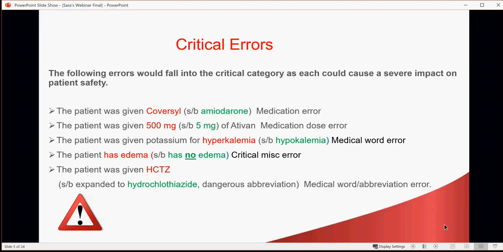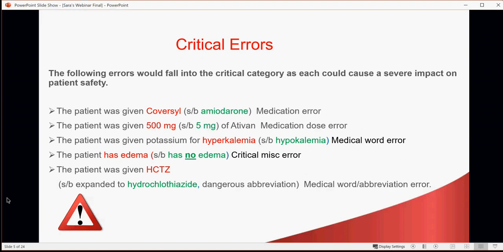Let's go over them in detail here. Critical errors. The following errors would fall into the critical category as each could cause a severe impact on patient safety. The patient was given Coversol, should be amiodarone. That's a medication error. The patient is getting an incorrect medication. That could be critical, even deadly to the patient. The patient was given 500 milligrams, should be 5 milligrams of Ativan. That is a medication dose error. Again, that could severely impact or kill the patient.